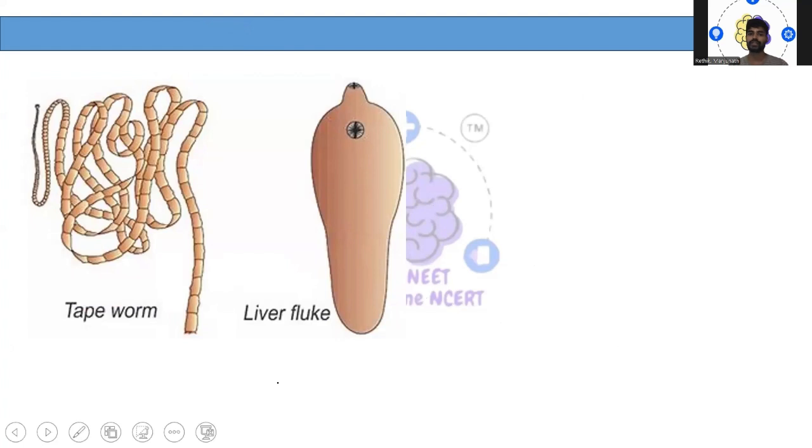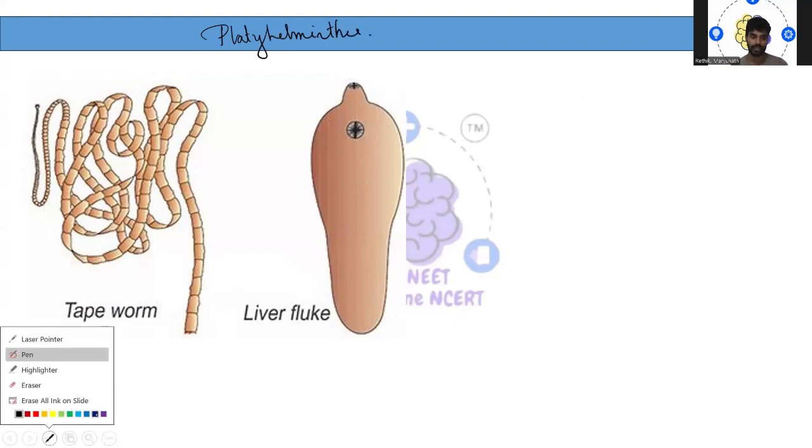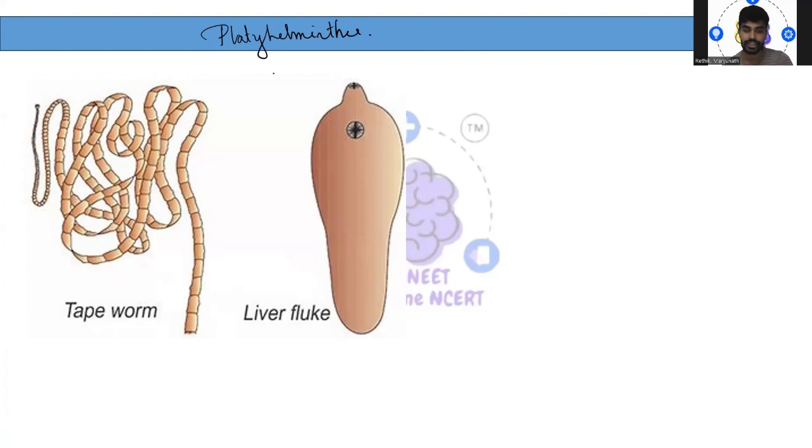So what about the next phylum then? We have the next phylum, that is Platyhelminthes. Coming to the Platyhelminthes, one thing we need to understand is that they have a dorso-ventrally flattened body. That is one point. Hence they are called flatworms. Okay, this is one important point.